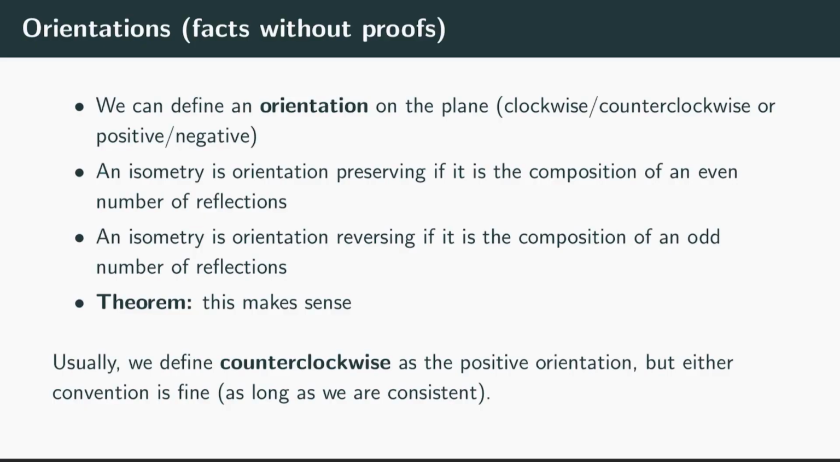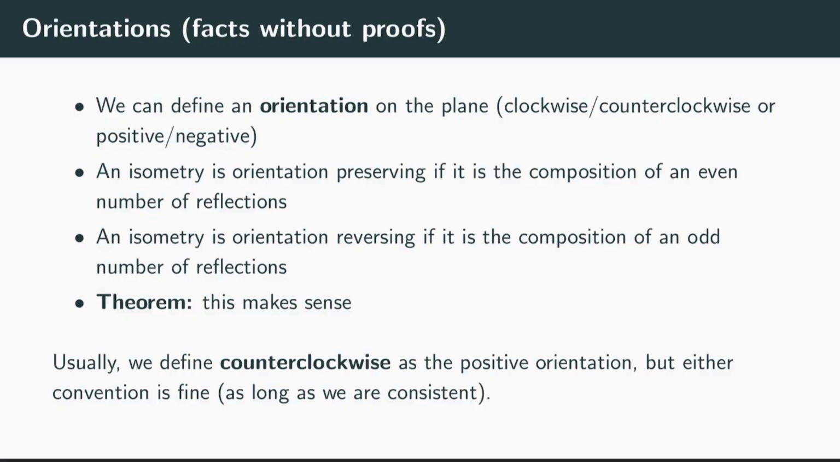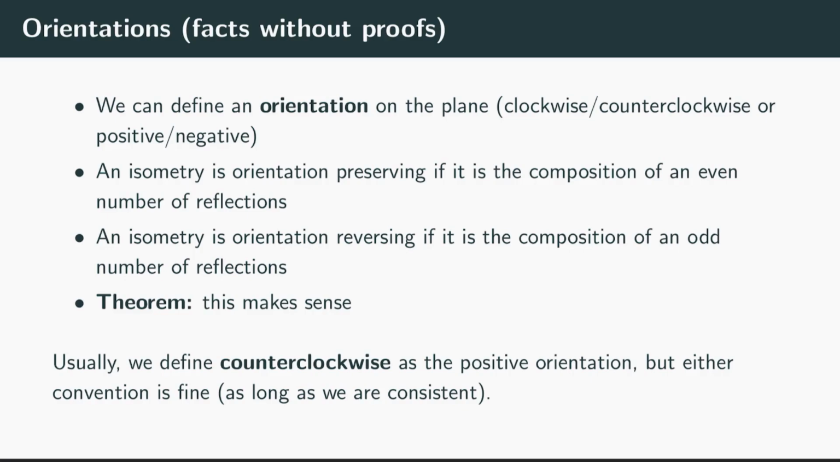An orientation we think about as the distinction between clockwise and counterclockwise, or the distinction between positive and negative. We say an isometry is orientation preserving if it sends a positive rotation to a positive rotation, and that happens if it is a composition of an even number of reflections. And it's orientation reversing, so it sends clockwise to counterclockwise, if it is the composition of an odd number of reflections. Now, there's a secret theorem behind this assertion, which is that all of this makes sense and fits together in a coherent way.